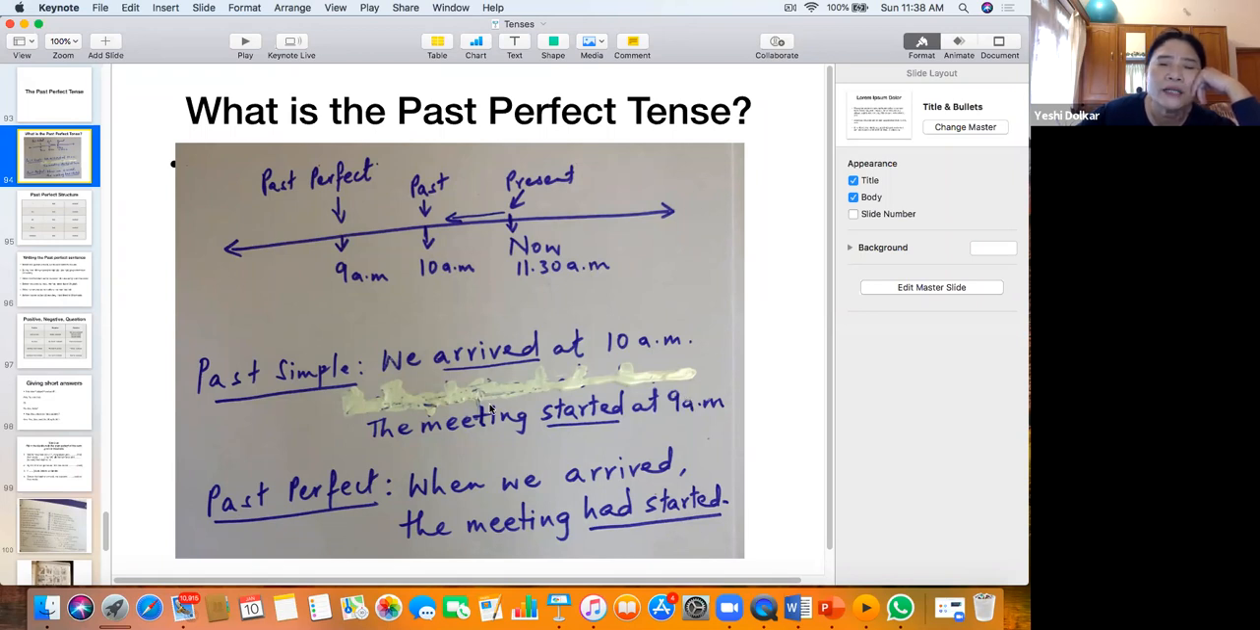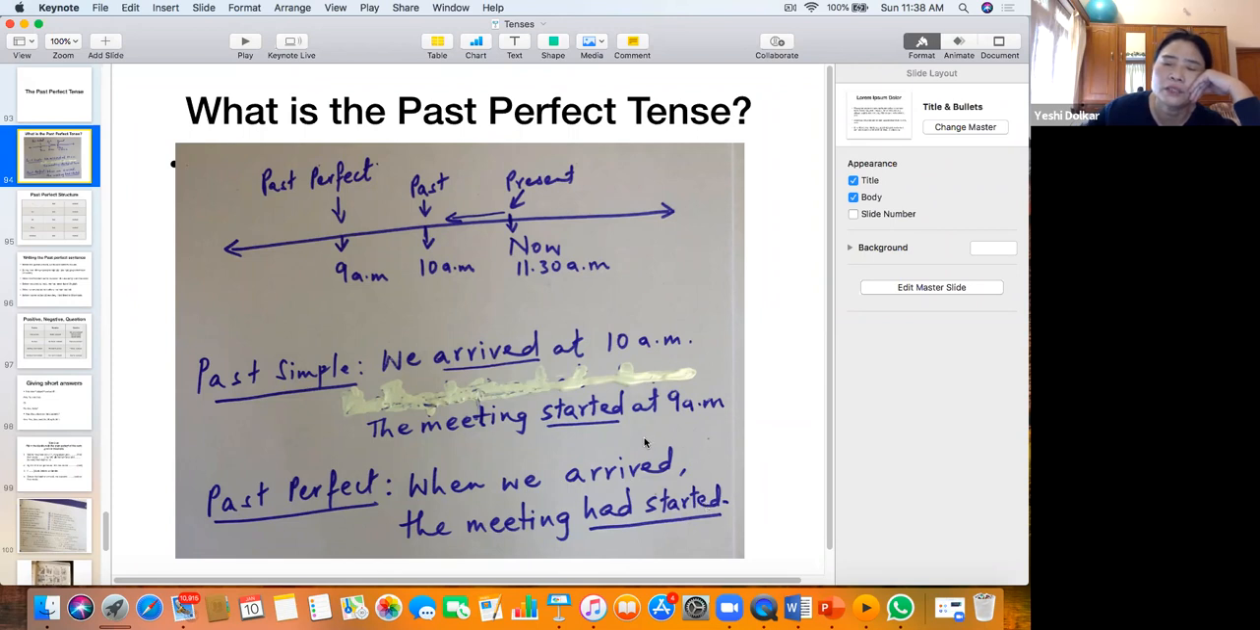Okay, now we're going to connect these two. Now when we connect these two, we should clearly show which happened before the other one. We should differentiate between the past tenses. Now you see they're both in the same sentence. There should be a connection there. So when we arrived, the meeting had started.